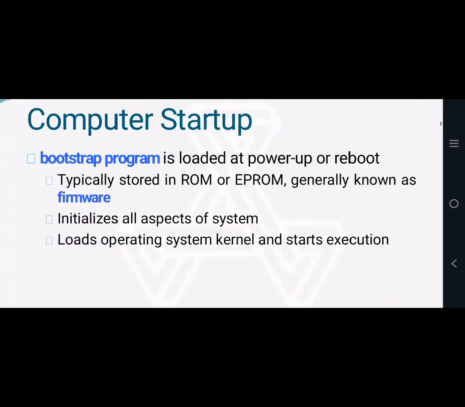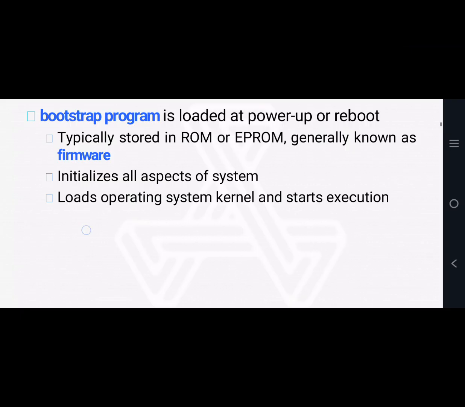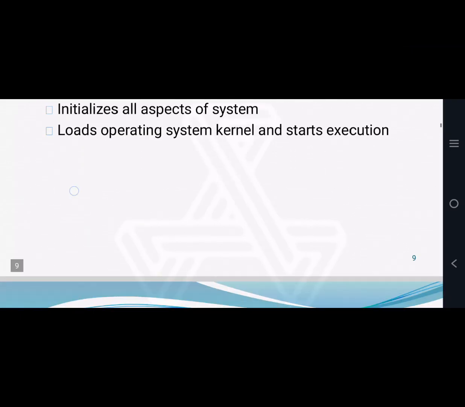Computer startup. The bootstrap program is loaded at power up or reboot, typically stored in ROM or EPROM, generally known as firmware. It initializes all aspects of the system, loads the operating system kernel, and starts execution.